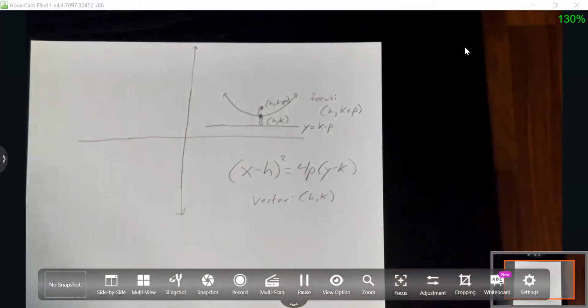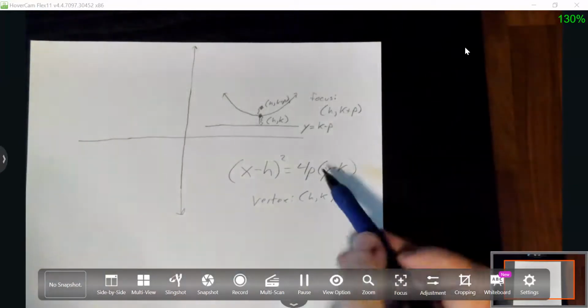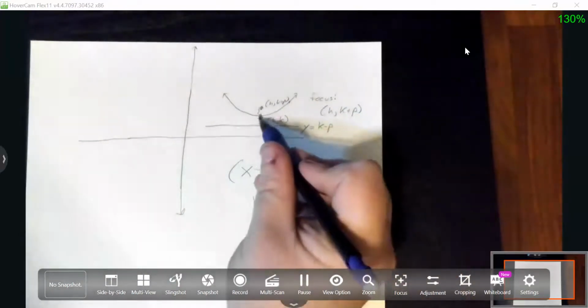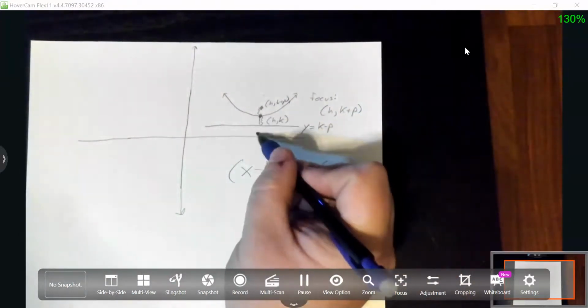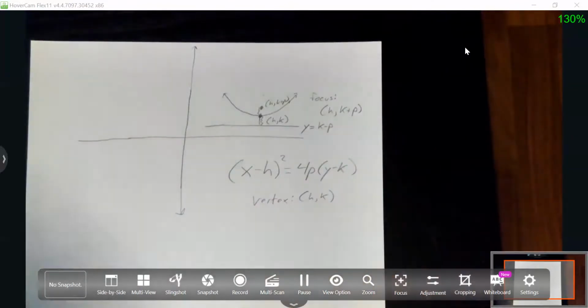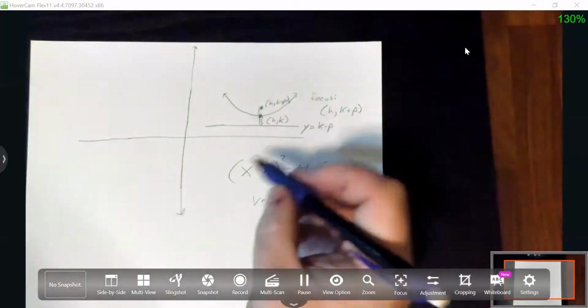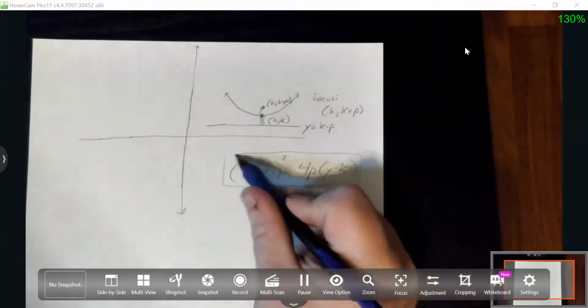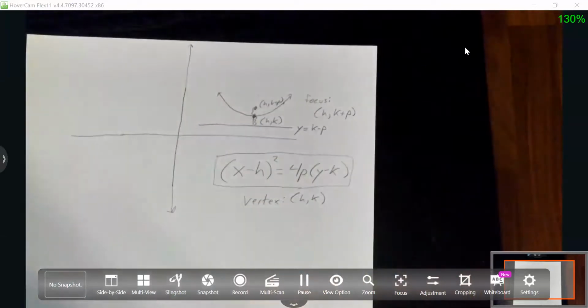(h, k). That's easy enough. We can tell what direction it opens up because p being positive takes us up. If p was negative, it would actually reverse it, and we would go downwards. So we have all of our information. This is the final accumulation of our whole unit on parabolas. This is our full formula for a parabola now.